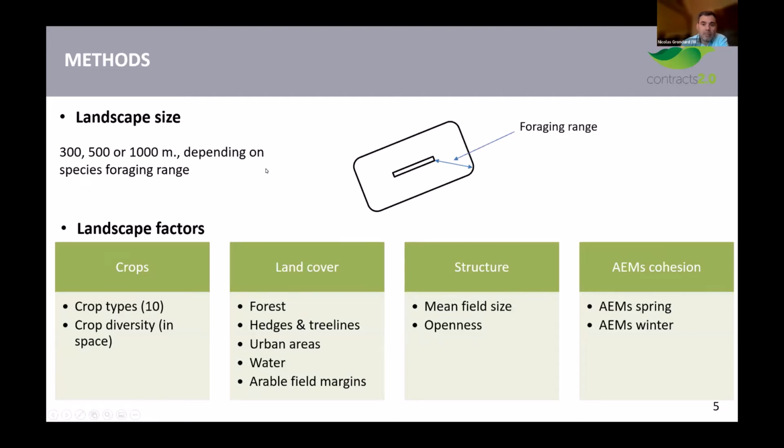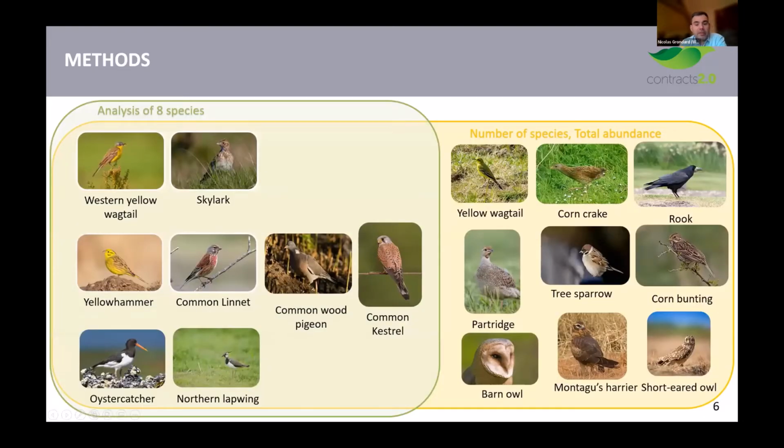We analyzed 8 species separately. Broadly, they correspond to three groups. Species breeding on the ground in crops with a preference for open landscapes: these are the wagtail and the skylark. Species breeding in shrubs and high vegetation with a preference for half-open, small-scale landscapes: these are the yellowhammer, the linnet, the pigeon, and the kestrel. And waders, the lapwing and the oystercatcher, which breed in grassland or in croplands and prefer open landscapes.